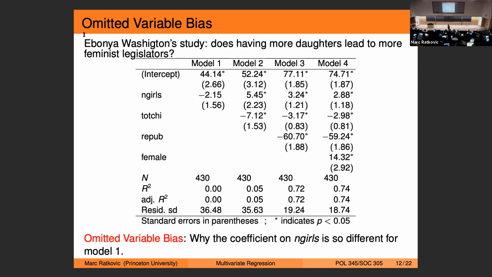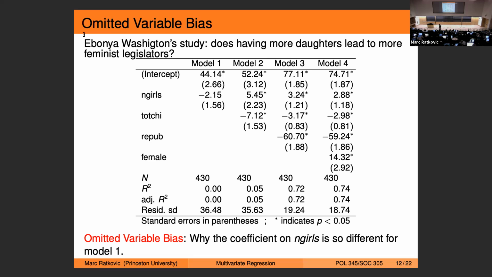So let's look at the fourth model, which is the one we're going to settle on for now, which has an intercept. The impact of fixing someone's total number of children, their party, and their gender, but having one more daughter in their family is 2.88 with a standard error of 1.18. Is that statistically significant? Yep. The asterisk tells us, and the fact that it's more than 2 standard errors from 0 tells us.